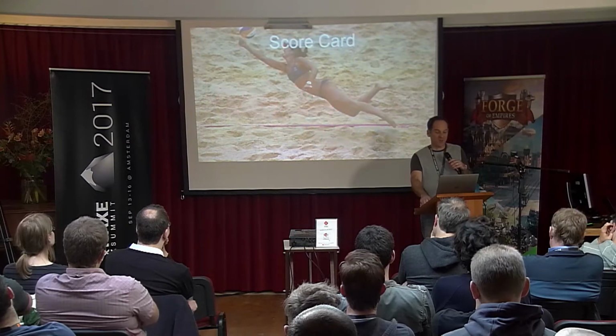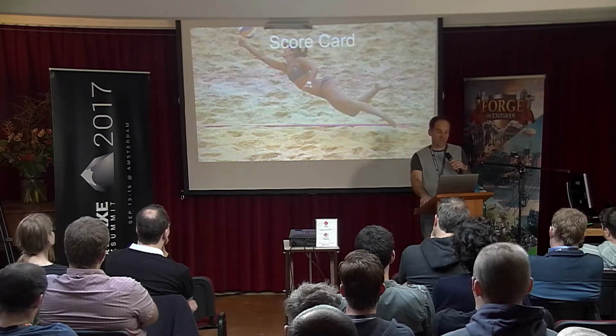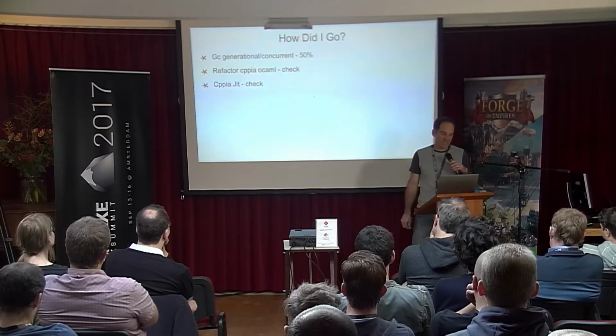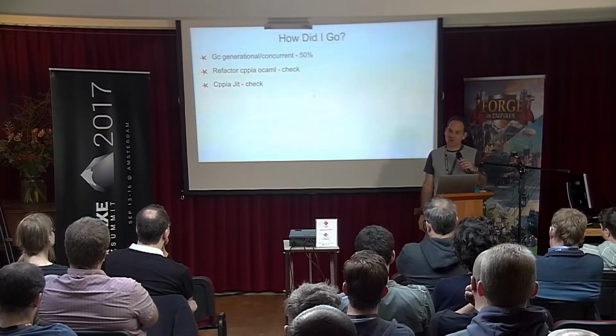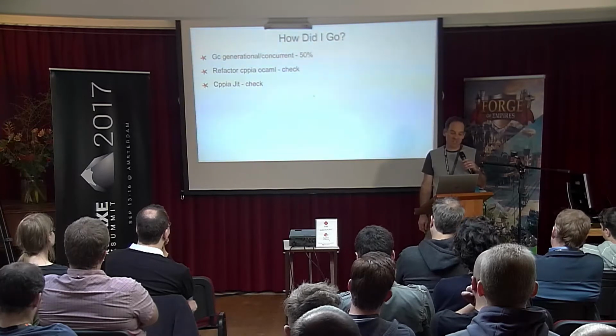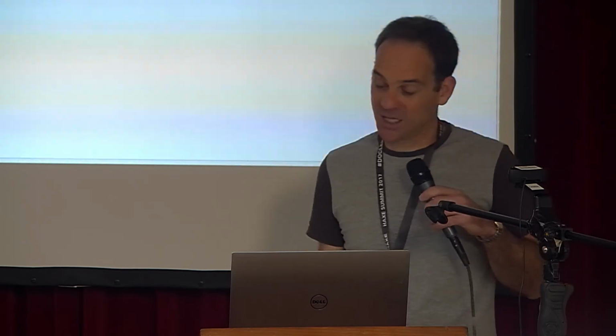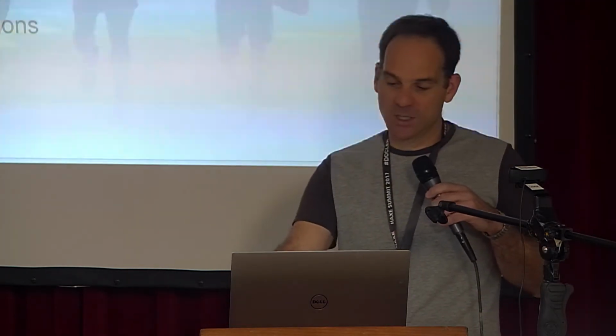So, scorecard. How did I do from my promises from last year? GC generational and concurrent, 50%. I got the generational, concurrent maybe not so much. Refactored Sepia and JIT, yep, they actually did happen. So it's not a bad score, I'm thinking. So what does the future hold for us beautiful Haxe developers?